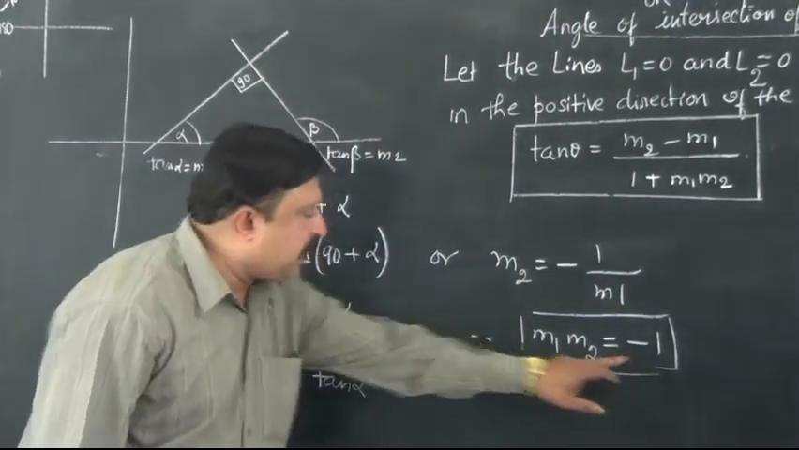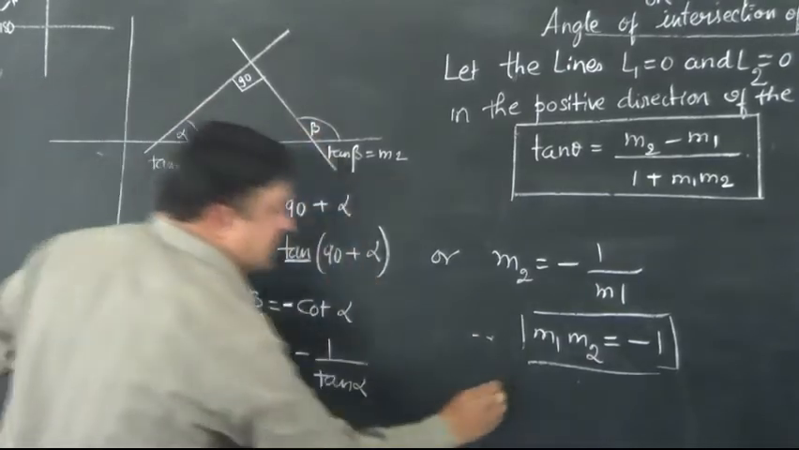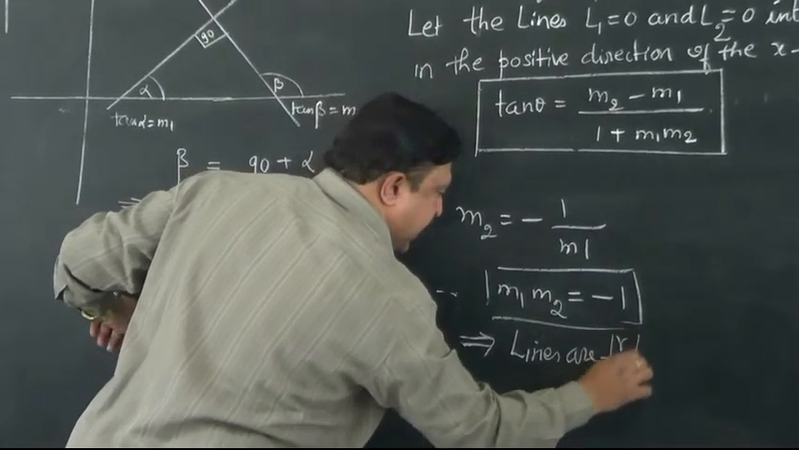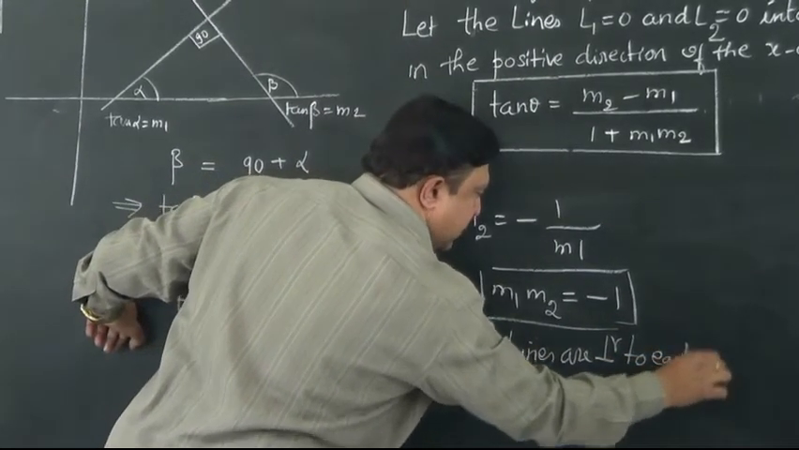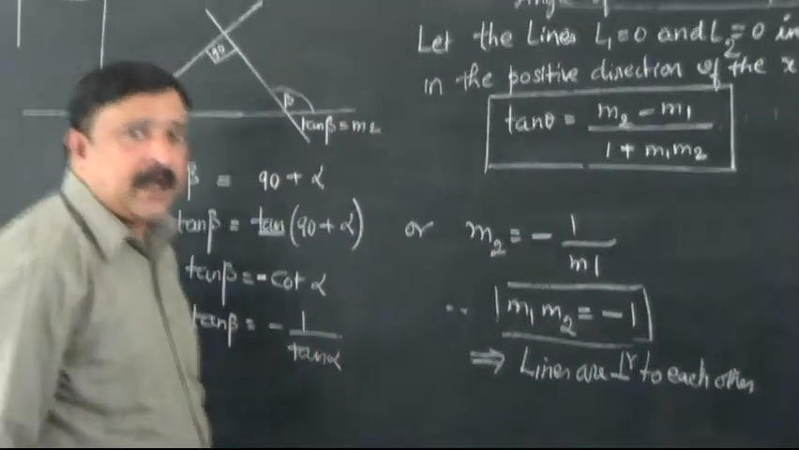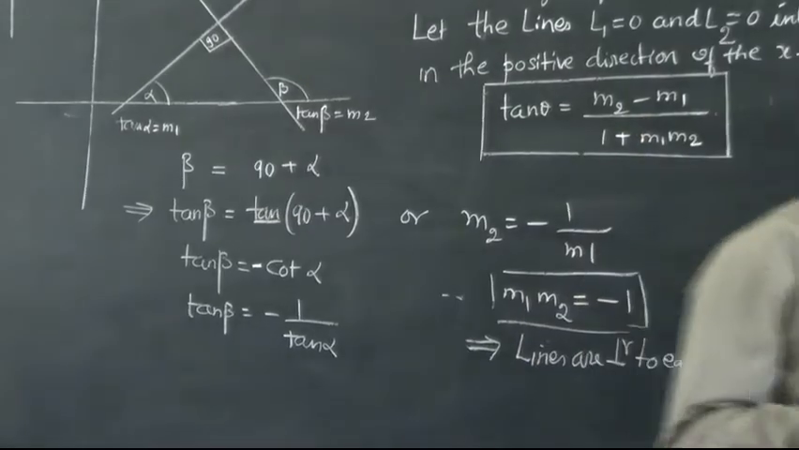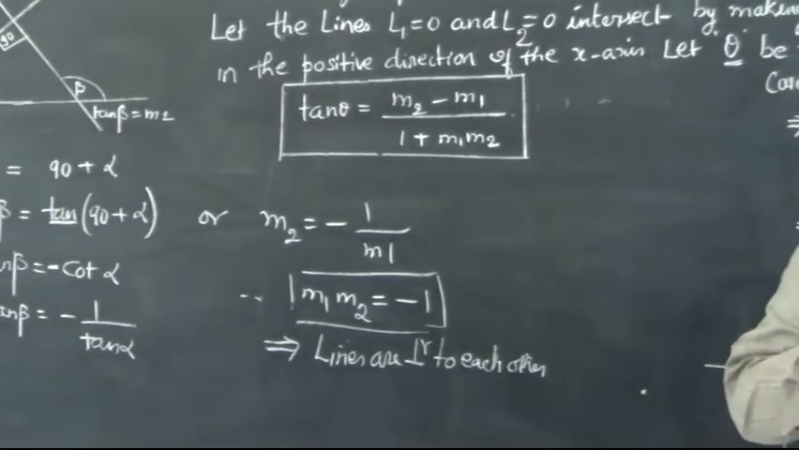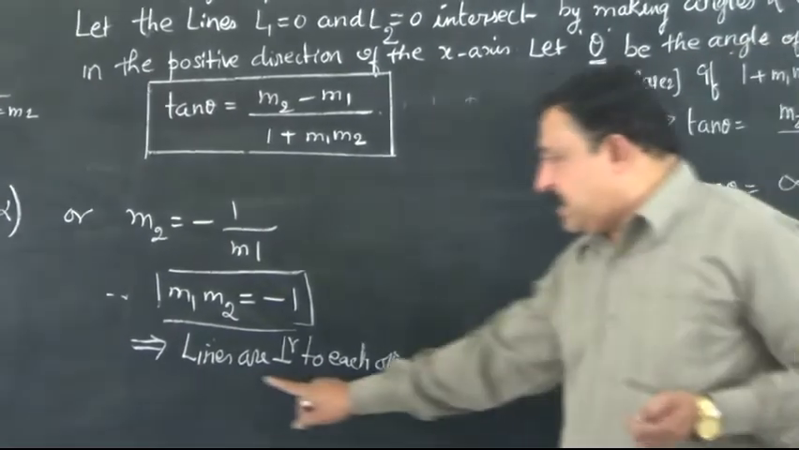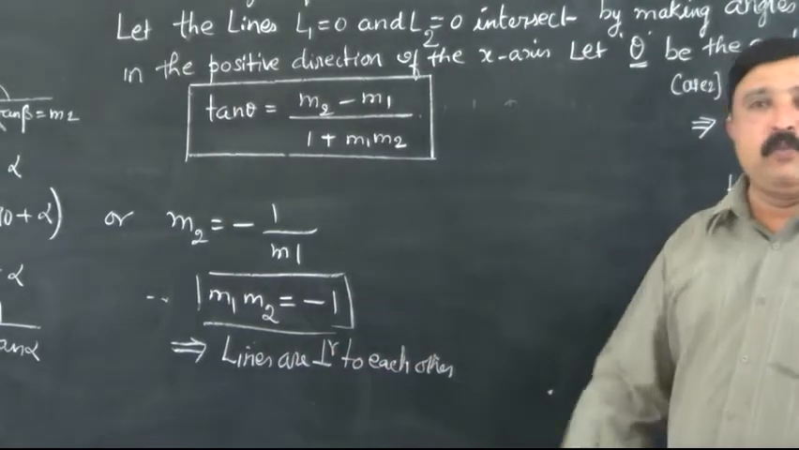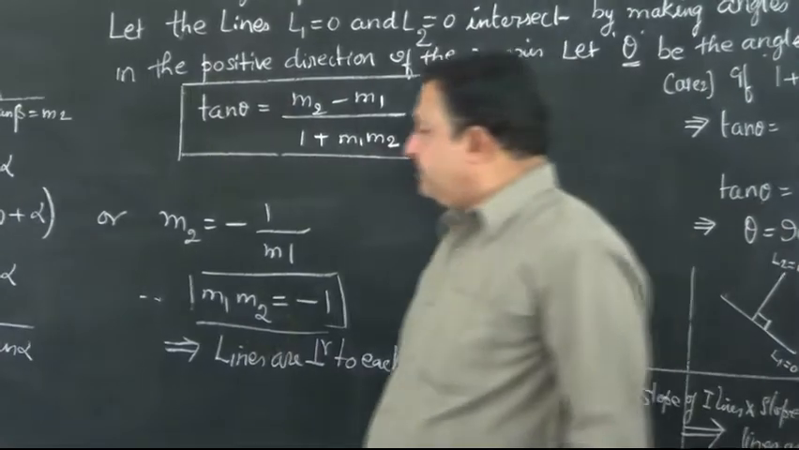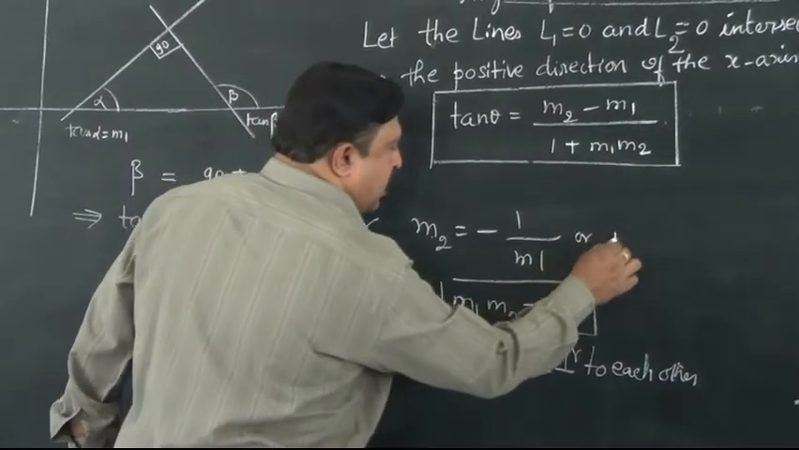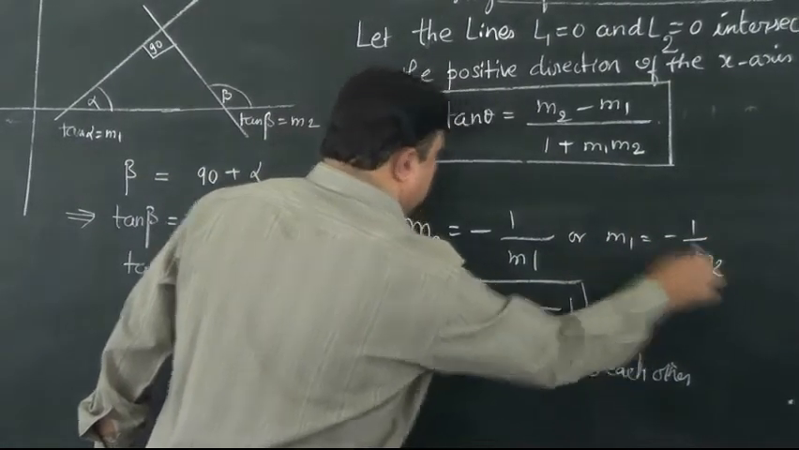So if m1 m2 equals minus 1, then how are the lines? This implies that the lines are perpendicular to each other. This is a very important application for doing problems on straight lines. If you observe any two perpendicular straight lines in the coordinate system, then you should always consider the product of their slopes equal to minus 1. For example, m2 equals minus 1 by m1 or m1 equals minus 1 by m2. Both are the same.